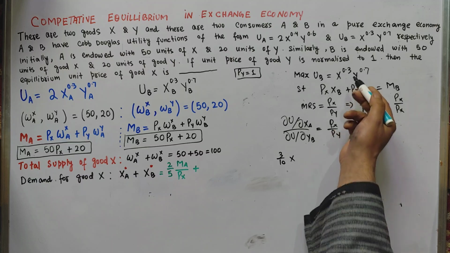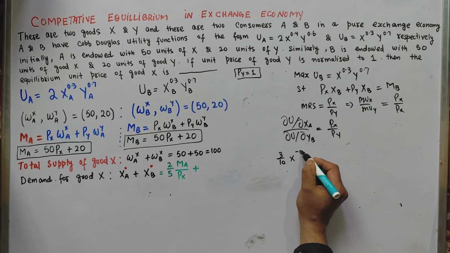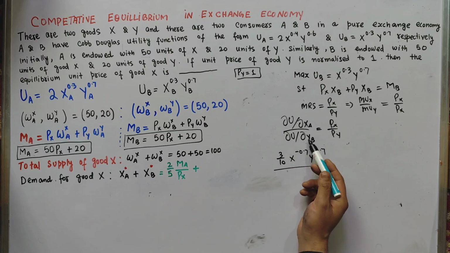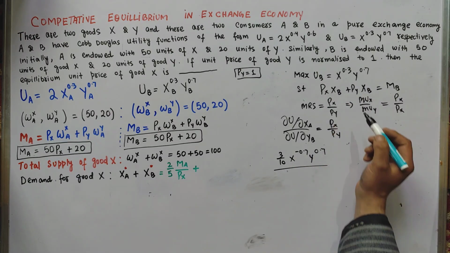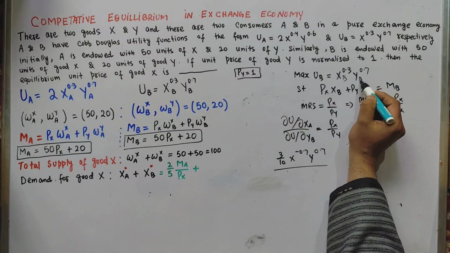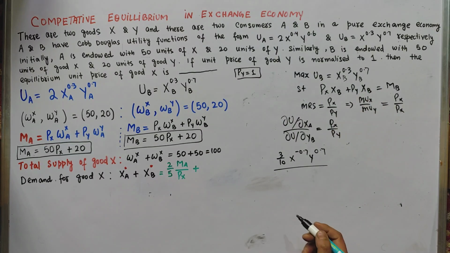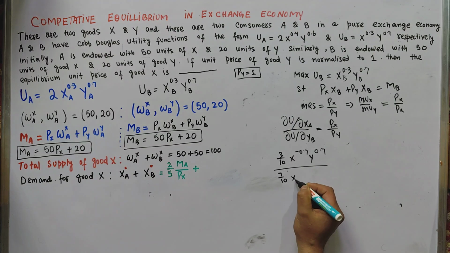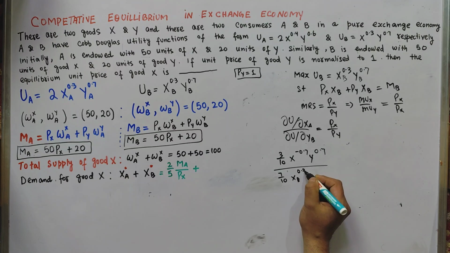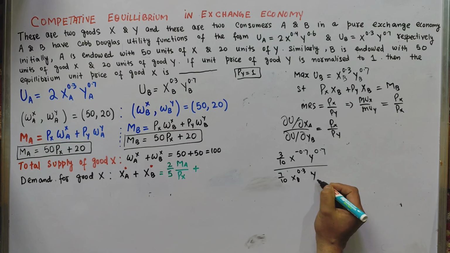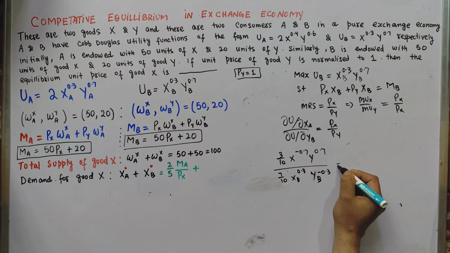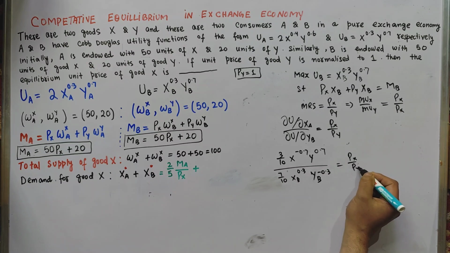The exponent is subtracted by 1: 1.3 minus 1 is 0.3, so y is raised to the power 0.3. dU/dXb means the derivative of this function with respect to Xb. The exponent of x becomes the coefficient, so 0.7 can be written as 7 upon 10. Yb will remain the same as 0.3 because we are taking partials. Xb to the power 0.7 minus 1 is minus 0.3, and this should be equal to the price of x upon the price of y.